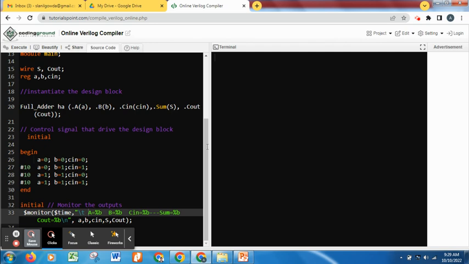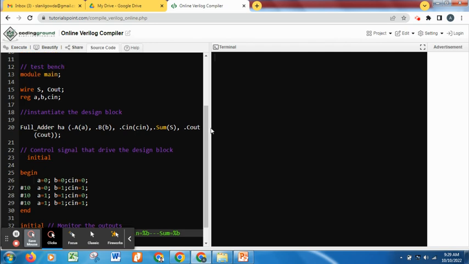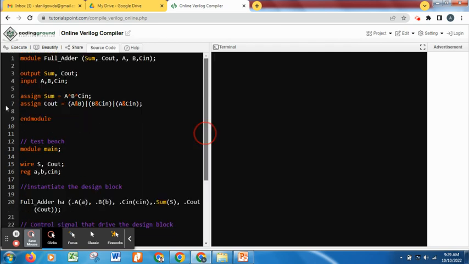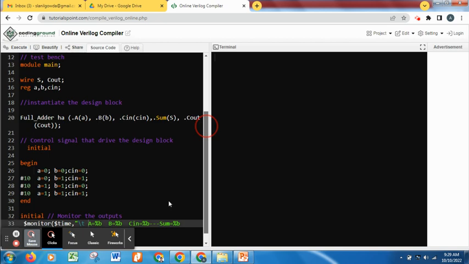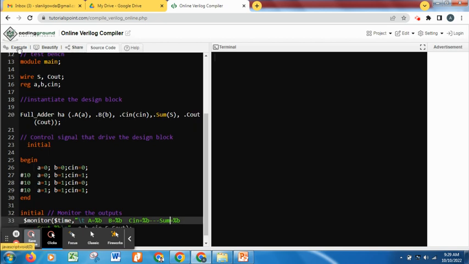Fine. So I have copied both the test bench and the full adder data flow statement to the online Verilog compiler simulation tool. This is the full adder block explained in the slide, and this is the test bench. Let me simulate this. This is the test bench code showing some combinations. Let me execute this.